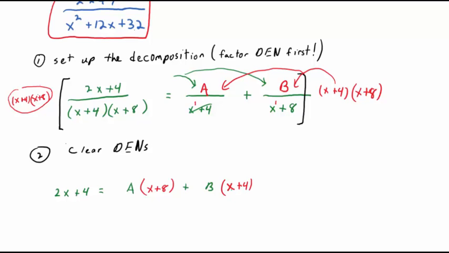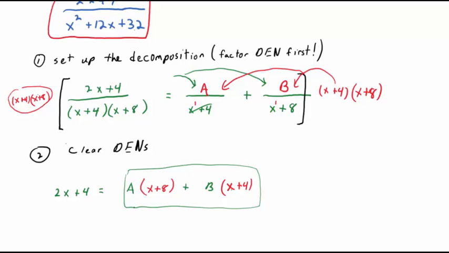Okay, any questions so far on how I cleared those denominators? It's exactly the same thing you would do if you were solving a rational equation. Okay, clear the denominators. And now on the left-hand side, we have a polynomial, 2x plus 4. And on the right-hand side, we have apparently an equivalent polynomial, a times the quantity x plus 8 plus b times the quantity x plus 4.